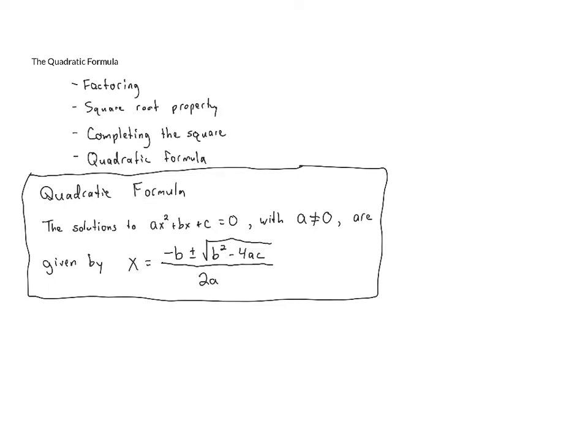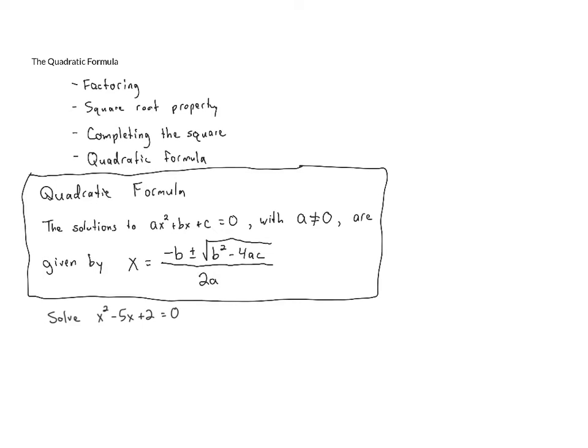Now, if you want to see where this comes from, watch the video below where I derive the quadratic formula. I think it's a good video to watch. But right now, I want us to focus on actually using this to solve quadratic equations. So let's go and do an example. Let's solve x squared minus 5x plus 2 equals 0.